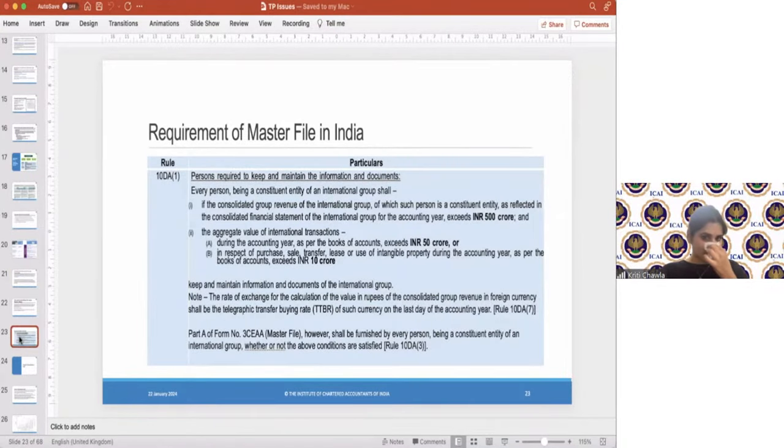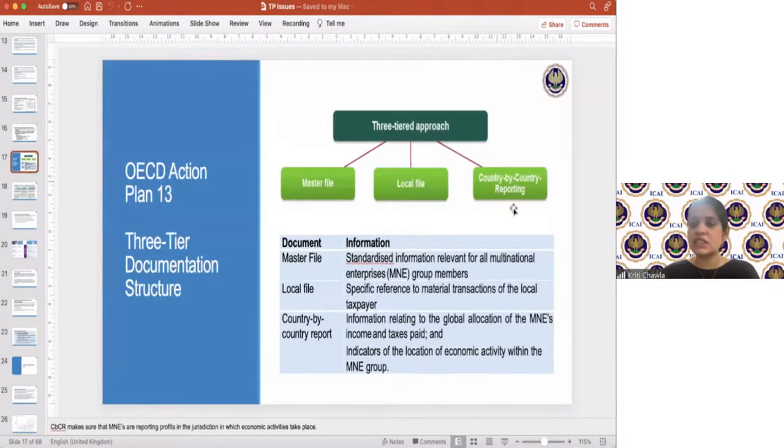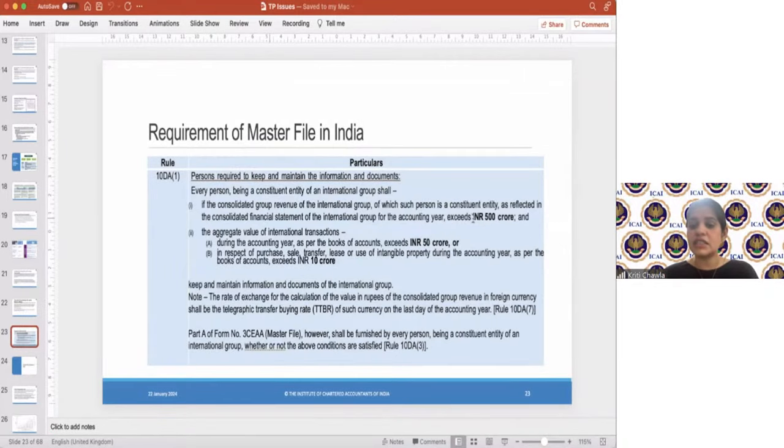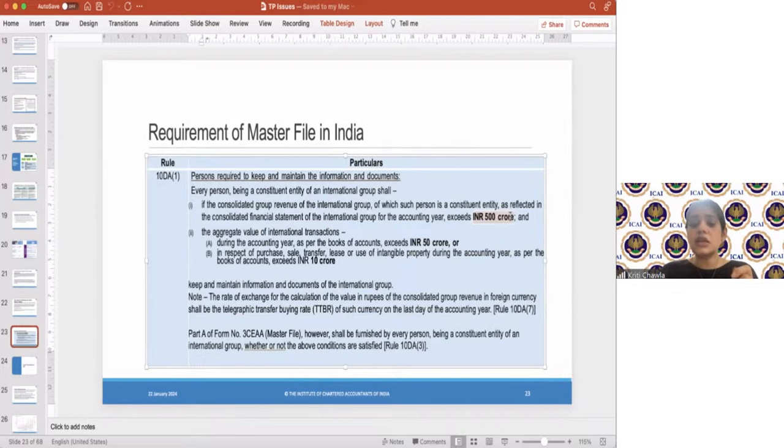The next thing that is provided is the requirement for a master file in India. As I mentioned, this is CBCR. Then there is a local file, which is Form 3CEB and a TP study. Now, there's also something called a master file that has to be filed in India by an entity. For a master file, there are two parts, Part A and Part B. Part A is mandatory, but Part B is to be filed only if the consolidated group revenue is more than 500 crore rupees and the international transactions are more than 50 crore, or the intangible property transactions are more than 10 crore rupees.